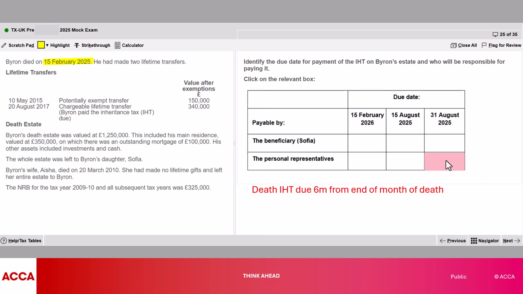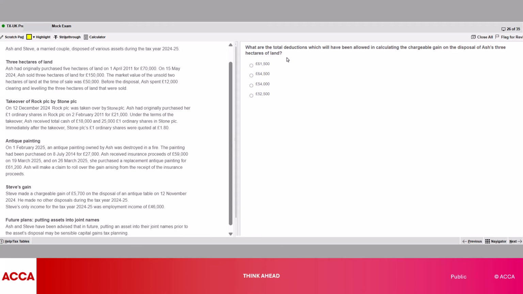It will actually be the personal representatives who pay the tax to HMRC. The beneficiary will suffer the tax. Sophia will receive the estate net of tax, but she won't actually be responsible for paying it. So the answer is payable by 31st of August 25, and it's the personal representatives who will have to pay that. And that leaves us with our final scenario, which is the capital gains tax scenario.